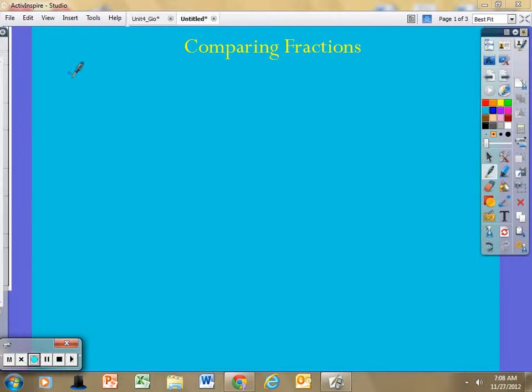I wanted to review or rehash lesson 4.2 today, comparing fractions. We talked about some different strategies to use. One of them was obviously looking at the denominators. If the denominators are common, it makes it a lot easier on us to compare fractions.